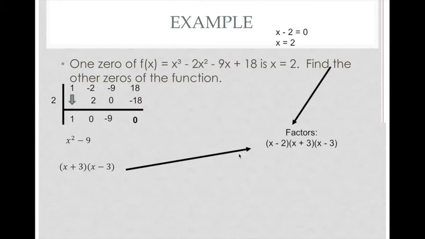But that's not what it was asking for. It's asking for my zeros, my solutions, my roots. So I need to set each one of my factors equal to 0 and solve. So my zeros or roots or solutions are x equals 2, x equals negative 3, and x equals 3.